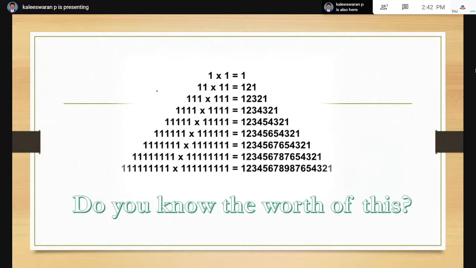Another interesting fact: 1 into 1 equal to 1. And 11 into 11 equal to 121. 11 has two ones, so you have to write 1, 2, 1. Two ones: 1, 2. Again it goes to 1.